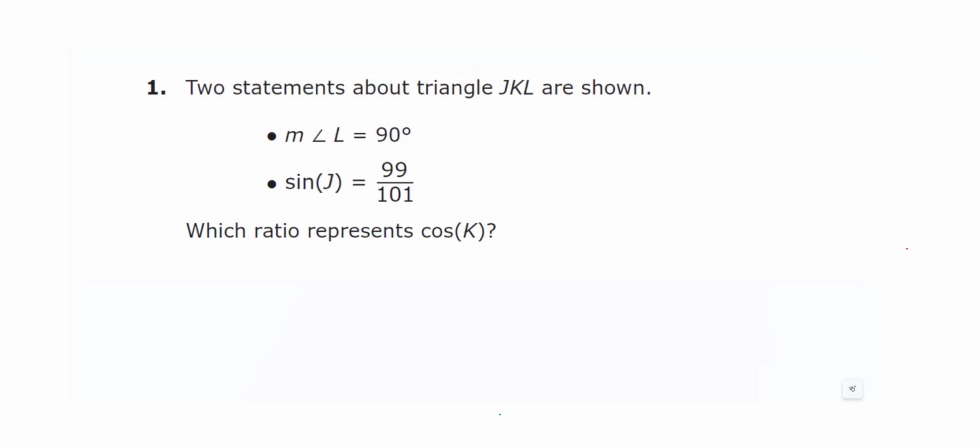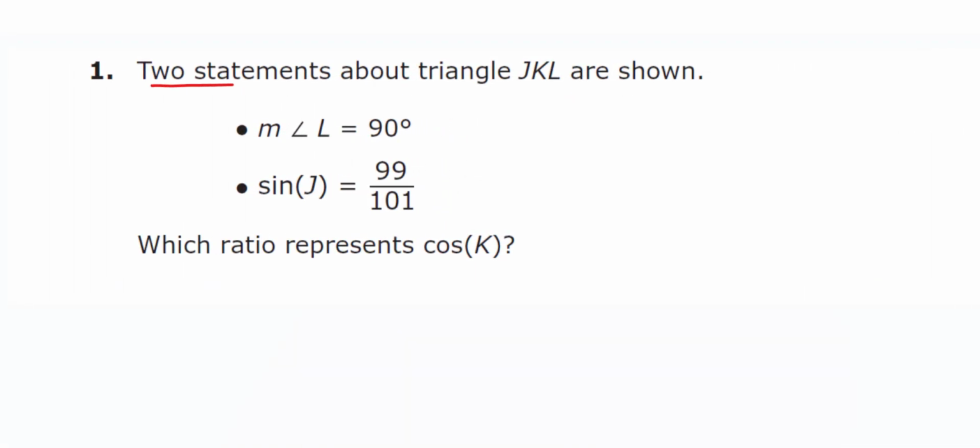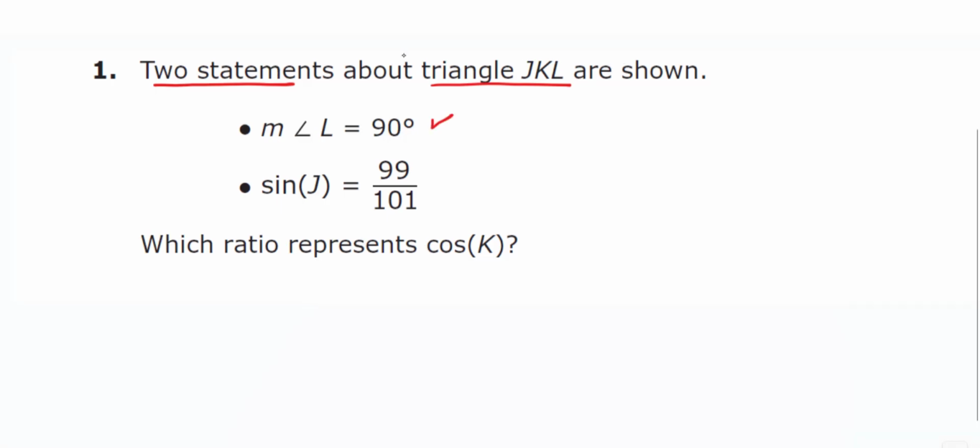All right, let's look at question number 1. We're given two statements about triangle JKL. The first statement says angle L is 90 degrees. So, right away, we know this is a right triangle. Let's go ahead and sketch triangle JKL so we can see what's happening.